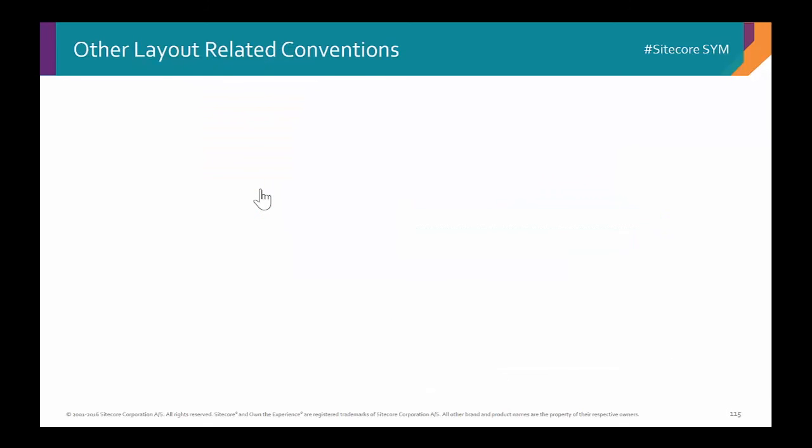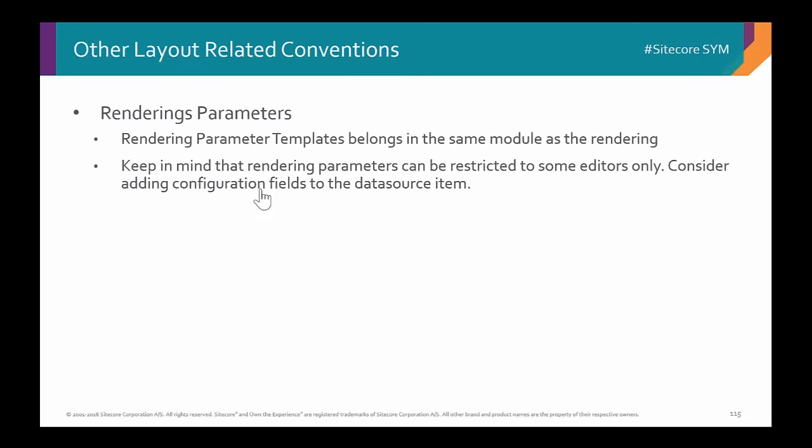So other layout related conventions, rendering parameters. So the parameters that you get when you click a rendering and you go, parameters? So a map, for example, if I put a map on my page, I might want to set the zoom level of that map, which I'll show you in a second. That is a rendering parameter on a map rendering. The rendering parameters template belongs in the same project as the rendering. Makes sense.